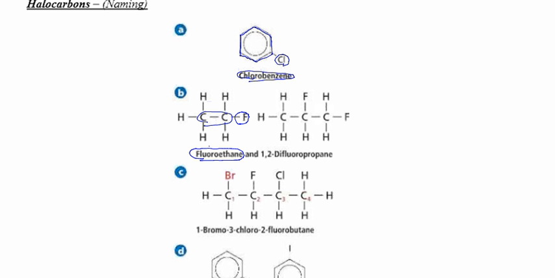We don't have to call it 1-fluoroethane, because if the fluorine was on the other carbon, it would still be the same molecule. Here we have 2 fluorines attached to propane. The smallest number we can give the fluorines, or the carbon attached to the fluorine, is 1, and then 2, and then 3. So it is 1,2-difluoropropane.